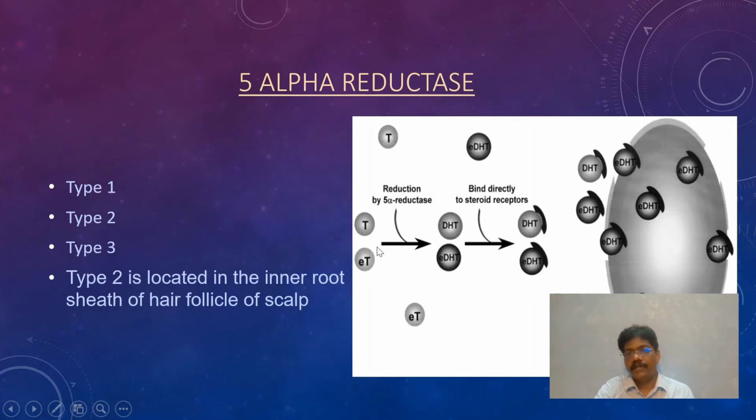This picture shows clearly testosterone getting converted to DHT by this enzyme, and DHT gets attached to the receptors, which are increased in number in genetically predisposed individuals, and the receptor is also very sensitive to DHT. Even if there is a limited number of receptors or an increased number, they are more sensitive to DHT, and thus the hair follicle becomes thin and gradually miniaturizes.